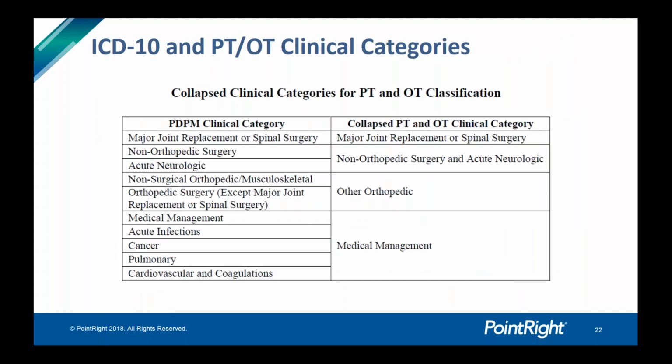So let's move on to what that primary diagnosis does. It sets clinical categories in some of the payment components. First of all, PT and OT have clinical categories that were collapsed together because they're so similar that distinguishing between them is kind of meaningless for research purposes. So CMS put together these joint replacement or spinal surgery, non-ortho surgery, and acute neuro, other orthopedic and medical management clinical categories. So those are collapsed together, and these are all driven by ICD-10 codes, the primary diagnosis.